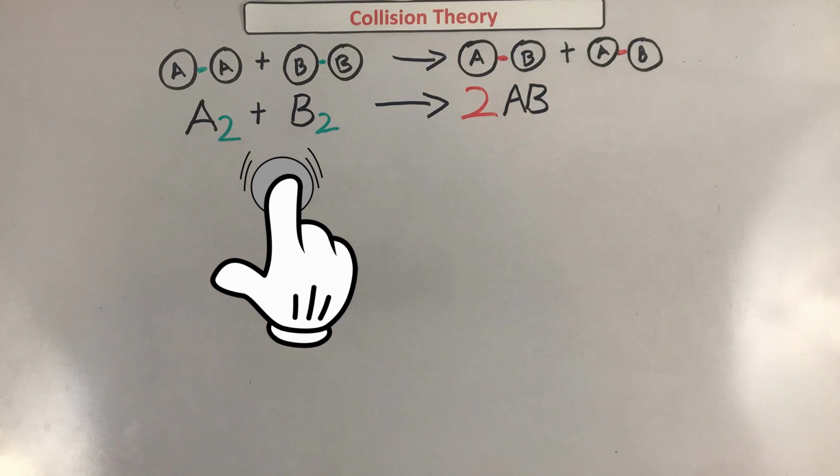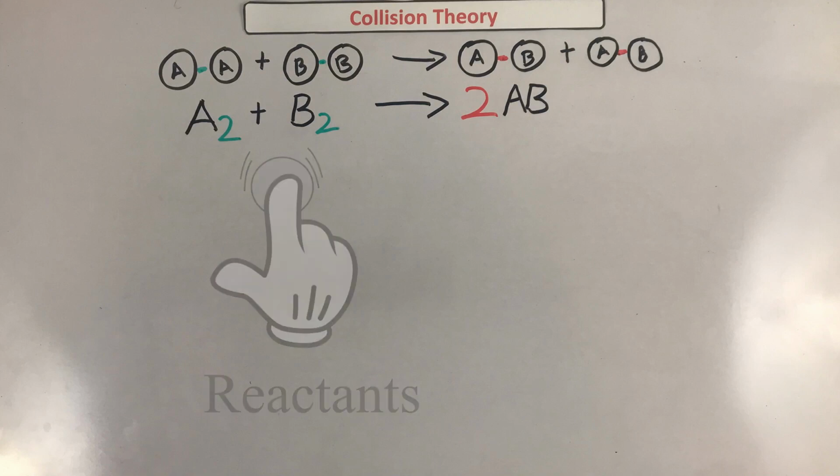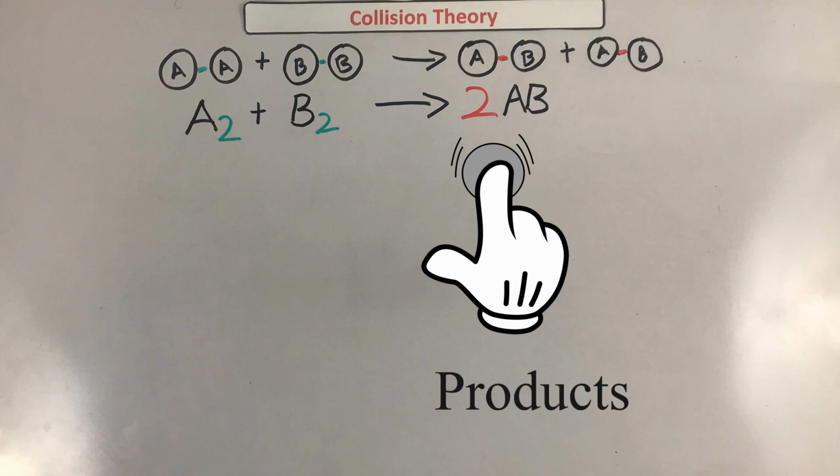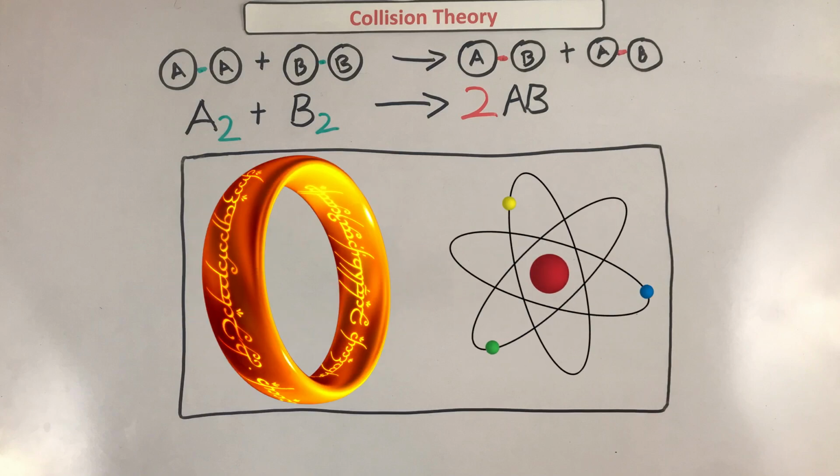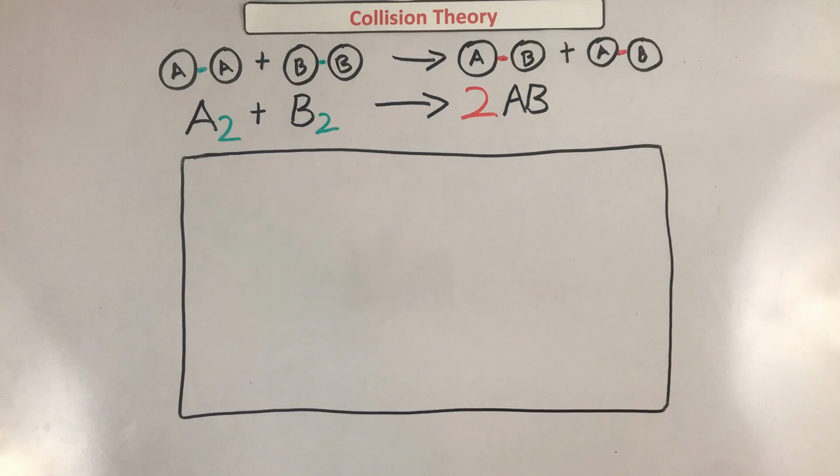The left hand side of our arrow is the reactants, the things that react together, and the right hand side is the products, the things that are produced from the reaction. One idea underpins the whole of chemistry, and that is collision theory. Particles must collide or hit each other for a reaction to take place.